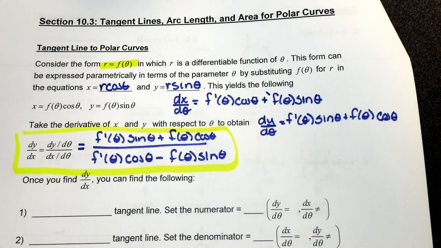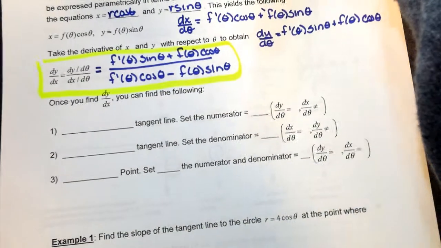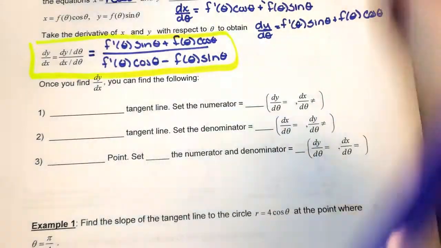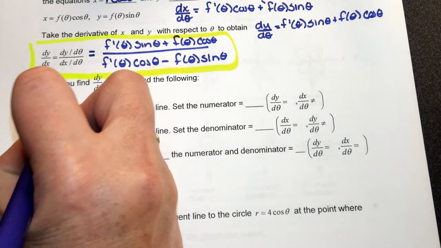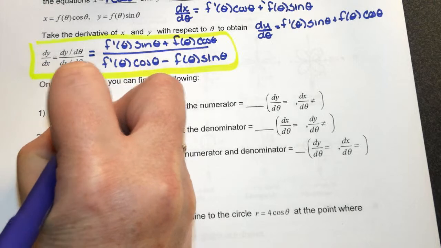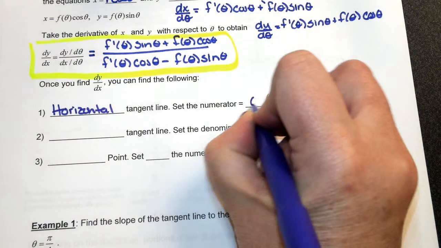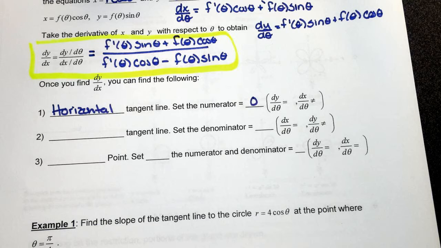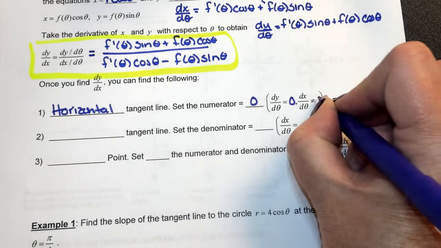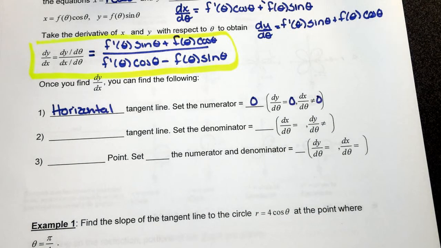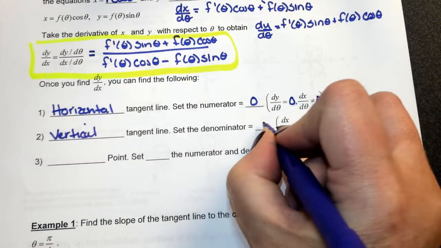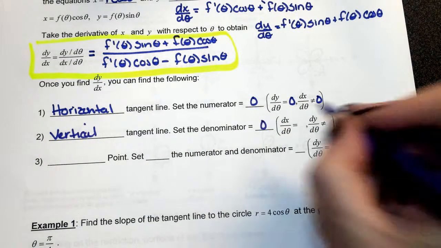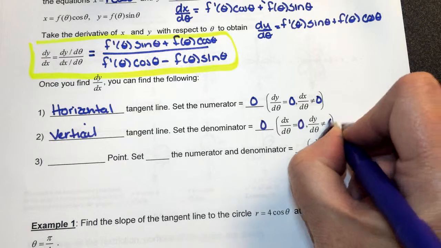So again, once we find dy dx, just like I had to do with my parametrics, we have horizontal and vertical tangent line problems. So remember, to find a horizontal tangent line, we set the numerator equal to 0. So we want to take dy d theta and set it equal to 0, and then also verify that dx d theta is not equal to 0. Vertical tangent lines: you set the denominator equal to 0. Again, your dx d theta is going to be equal to 0, and we verify that dy d theta is not equal to 0.